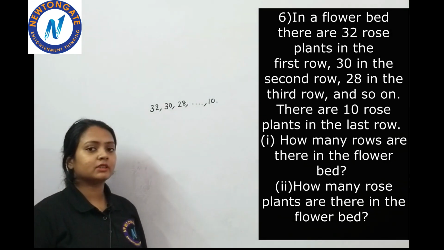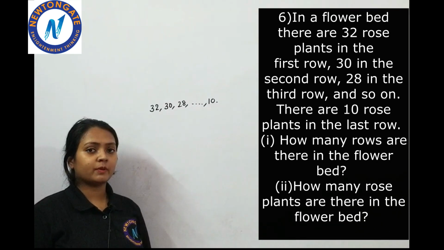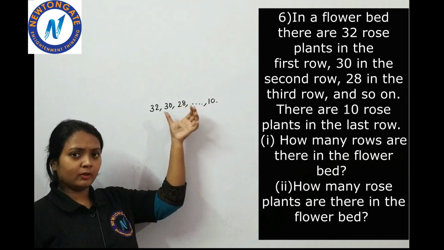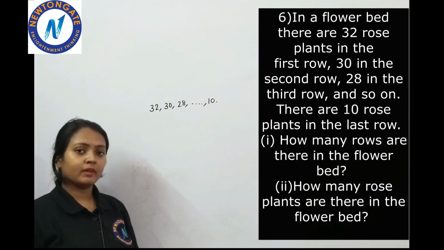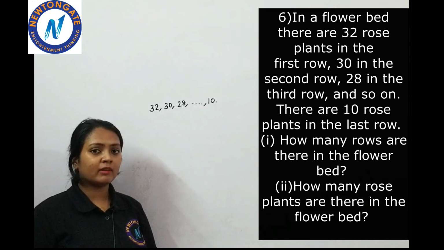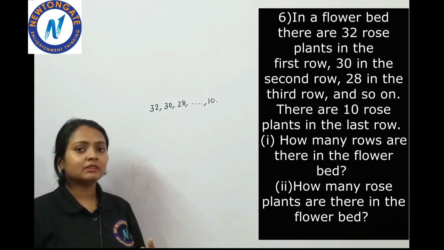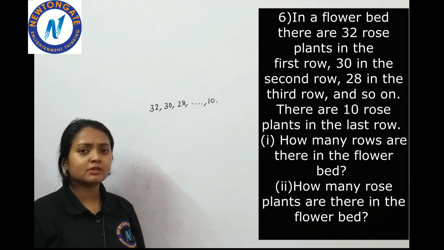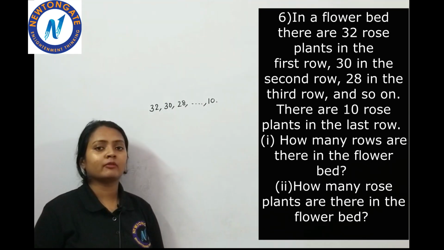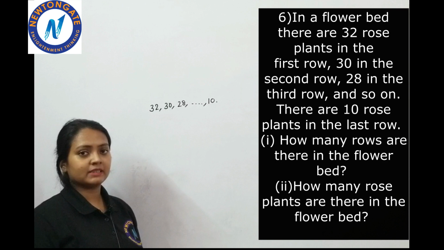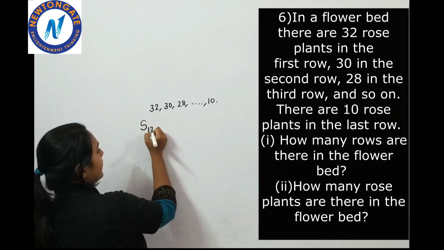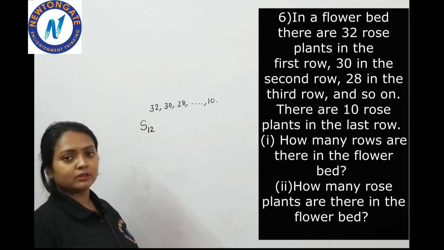The second part of the question is how many rose plants are there? That means the total number of plants, right? We will use the formula Sn. From the previous part we found the value of n, the number of rows, to be 12, right? And now we will calculate S12, the sum of the plants. Here n equals 12.